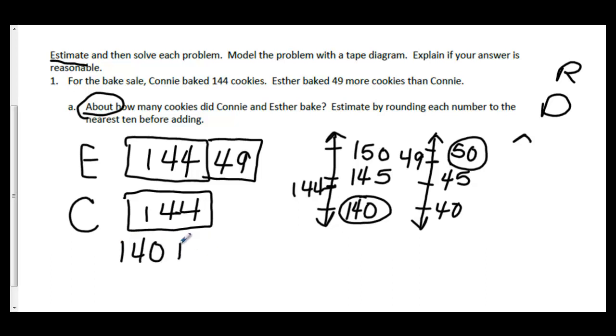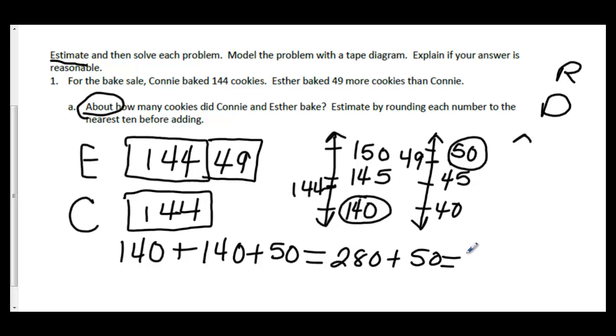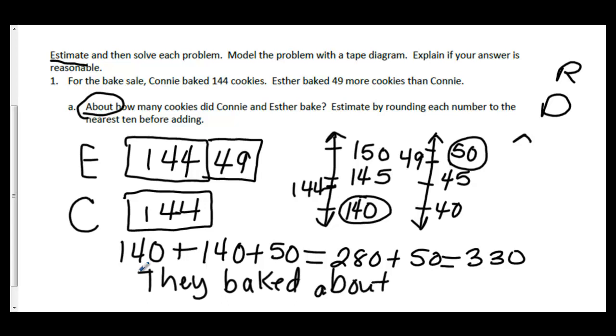How much Connie baked, plus Esther baked 140 plus 150. So I'm going to put 140, not 150, but plus 50. So 140 plus 140 is 280. So I have 280 plus 50. 280 plus 50 equals 330. So they baked about 330.